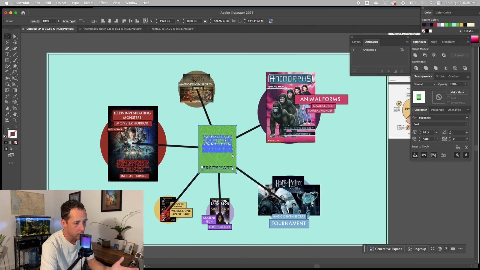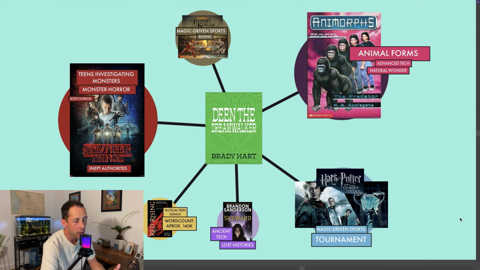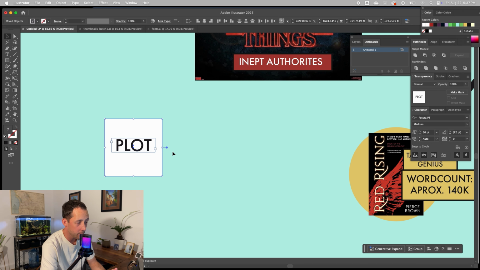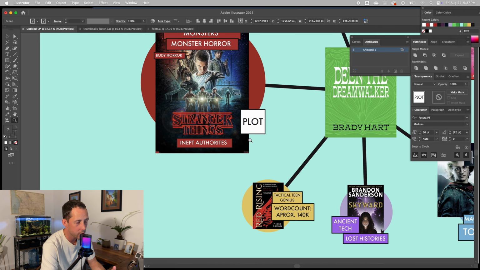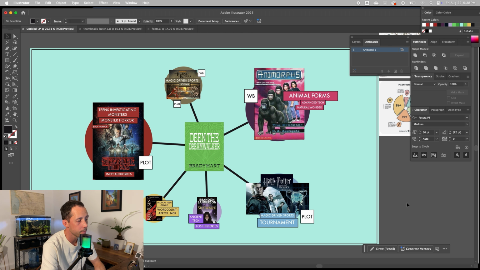Okay, you can see here that I've got the graphic mostly created, and it gives us a good idea of what are the main inspirations for the book. And using size, it shows which IPs have inspired my book more than others, right? Which are the story elements from Animorphs and Stranger Things and Harry Potter that have inspired my book.